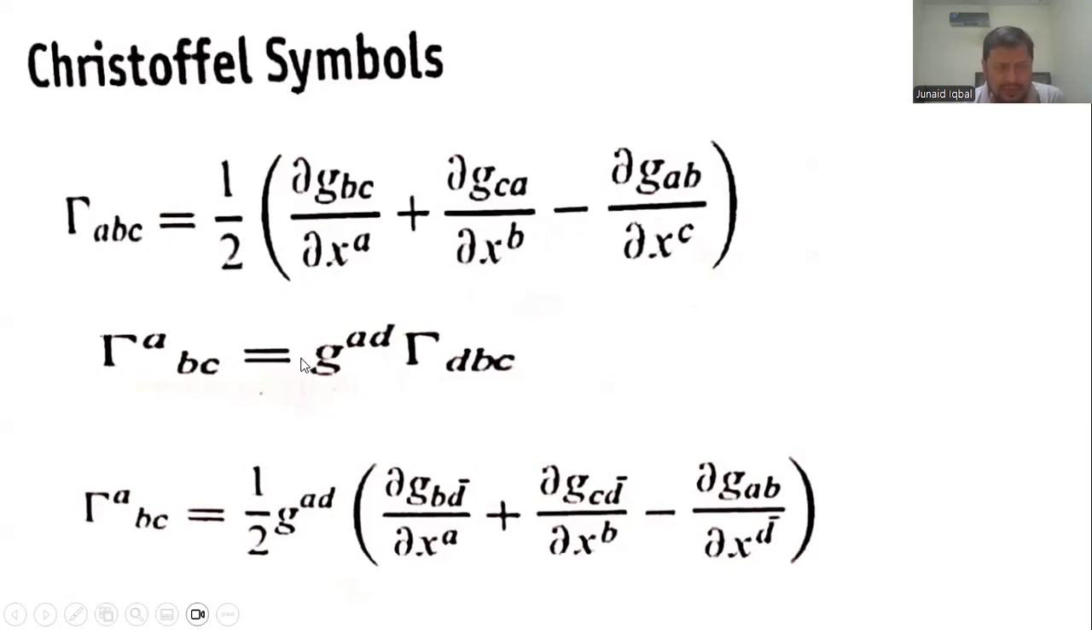Similarly, if we multiply gamma_DBC by g^AD, this D is contracted, so this g actually raises D to A. This is called the second kind of Christoffel symbol, which appears in the covariant derivative as well as the geodesic equation. So gamma super A sub BC is equal to half g^AD times three terms. So this is the definition of the Christoffel symbols.